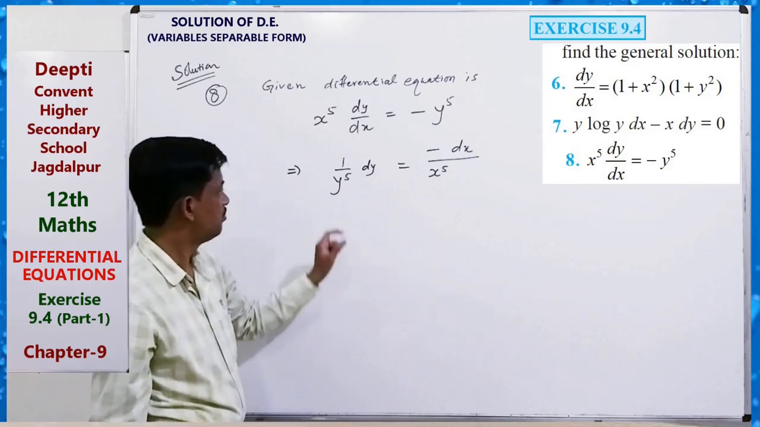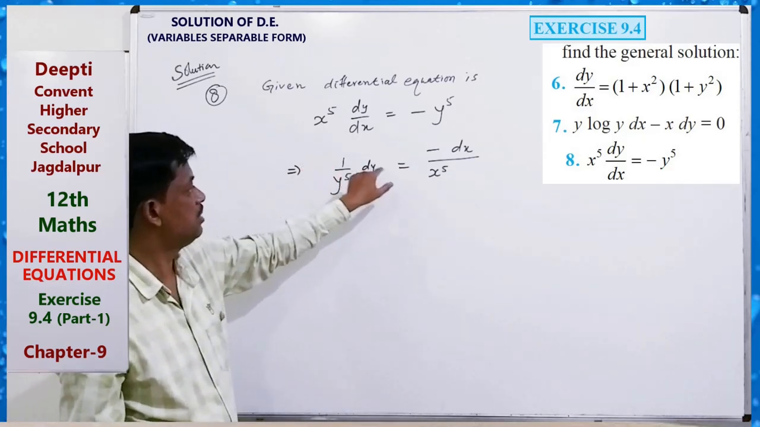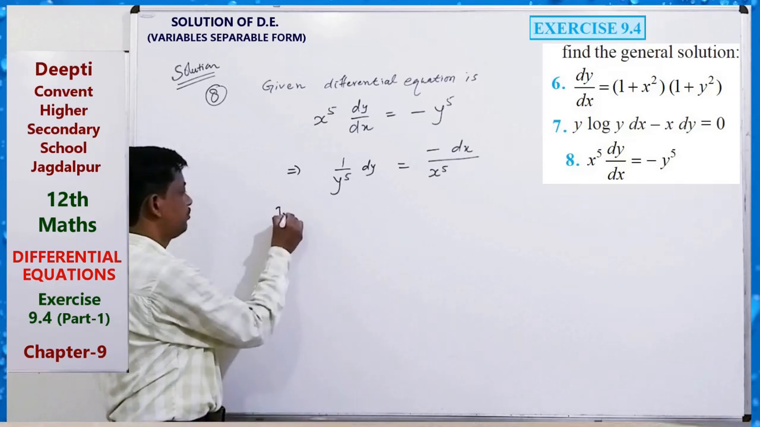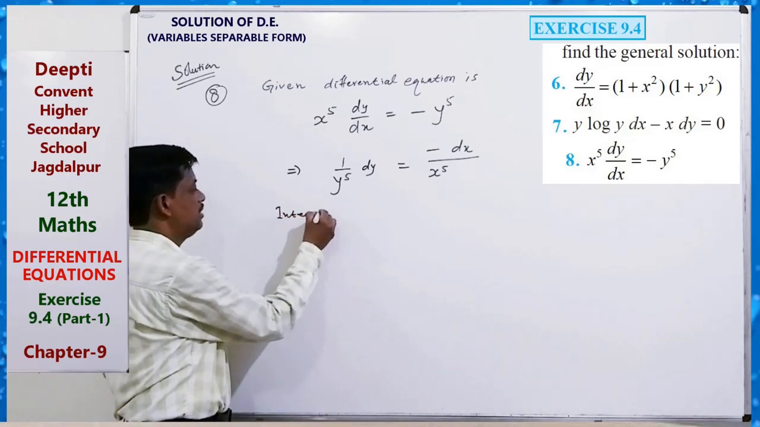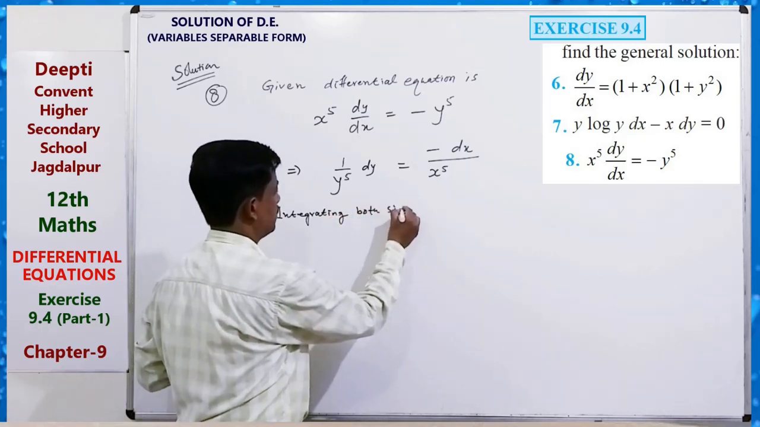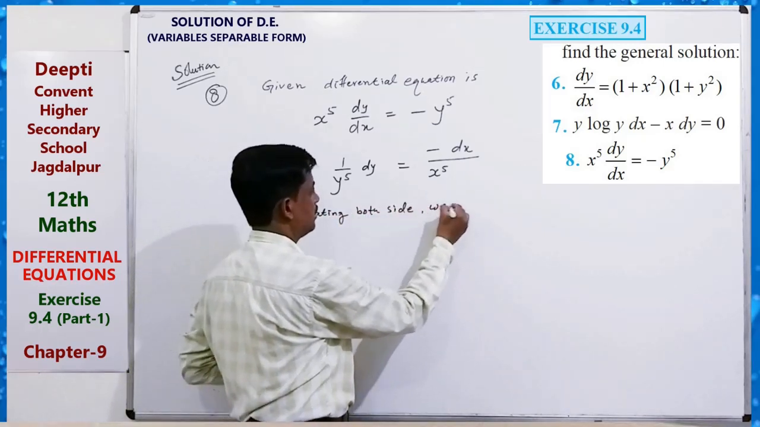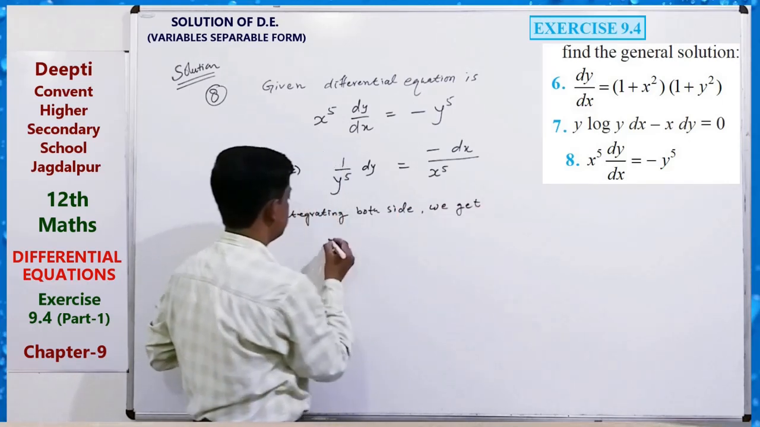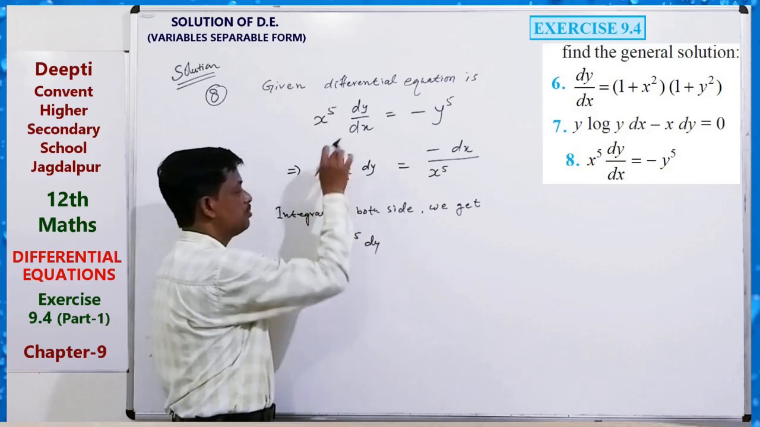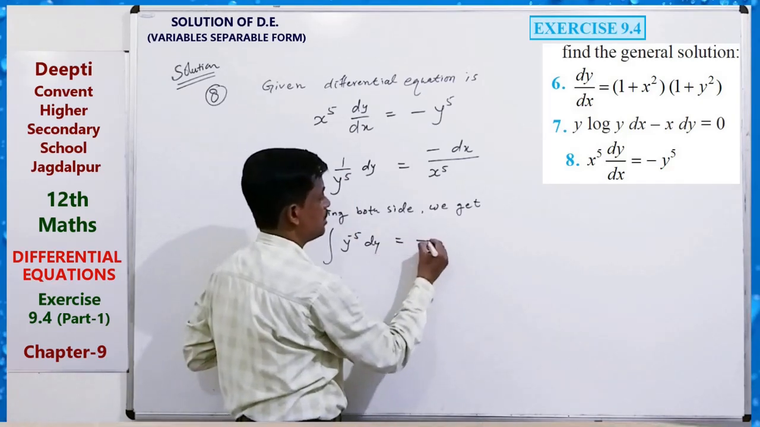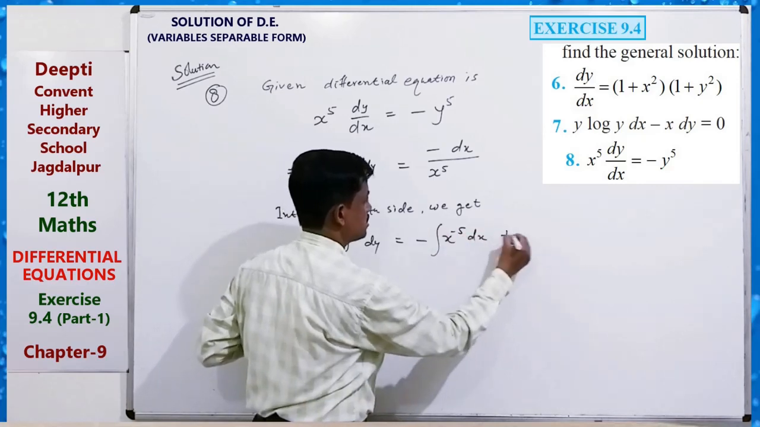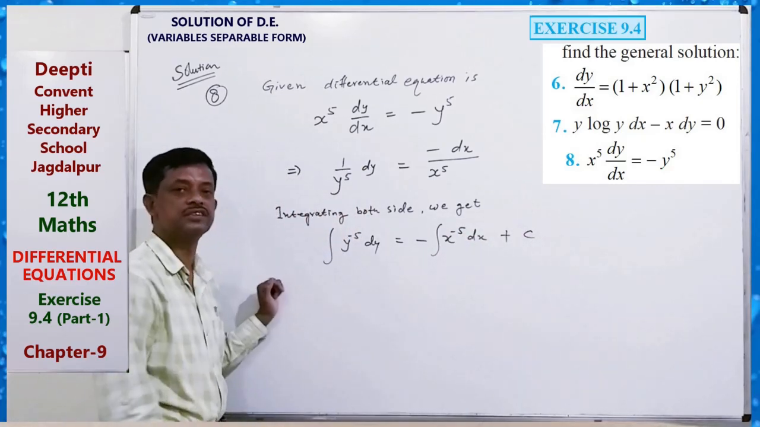Separable form. Function of y with y, function of x with x. So integrating both sides, we get what? Integration of y to the power minus 5 dy. We can write y to the power minus 5, here also minus x to the power minus 5 dx plus, suppose constant is c.